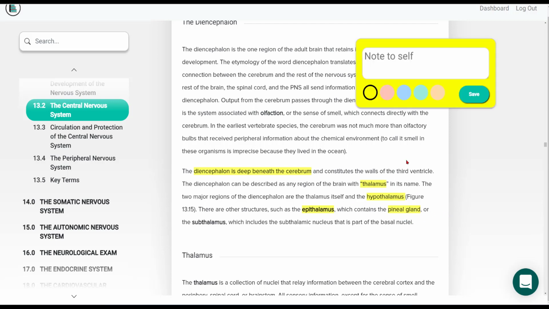I'll go ahead and tell you now. You can write it down. But the pineal gland is the gland that makes melatonin. You may have heard of melatonin. It's a hormone that helps to regulate sleep patterns, and it is produced here in the pineal gland.